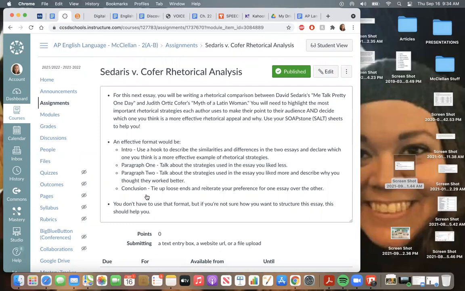We did the soapstone sheet. Well, we did it out loud for Myth of the Latin Woman. We did not do it for Me Talk Pretty One Day, but you still have access to the soapstone page. So I would recommend just going through and not even necessarily filling it out, but just thinking through each of those categories and see how it can help you make your decision. You might like one more, but think that the other one is a more effective rhetorical appeal. So I just kind of gave you an example format here because I didn't want anybody to think that this was basically 2 essays in one and that you're doing a full rhetorical analysis of each. You don't have to do that.